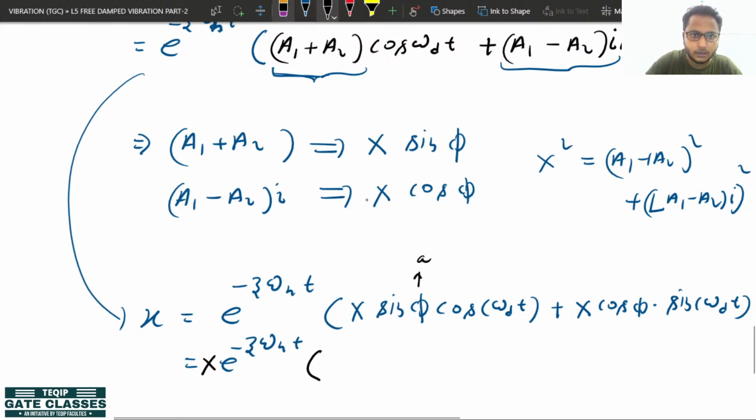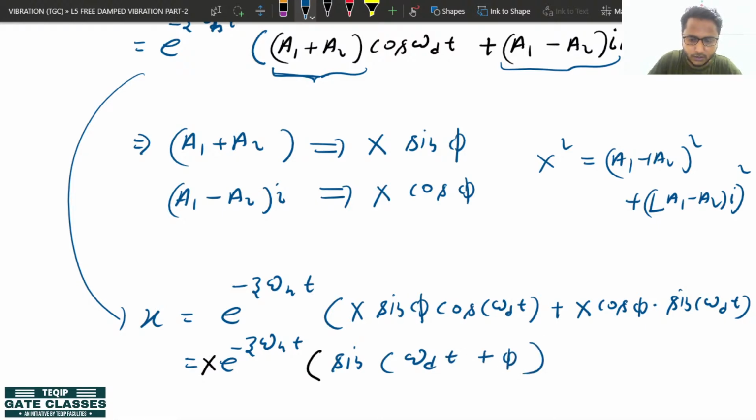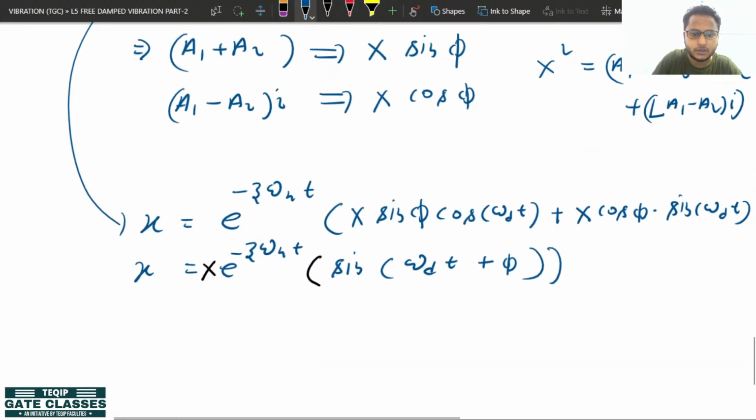This we can take as a sine a plus b. We can find out that sine omega d into t plus phi. Can we write this? Is it correct? Is this equation correct?